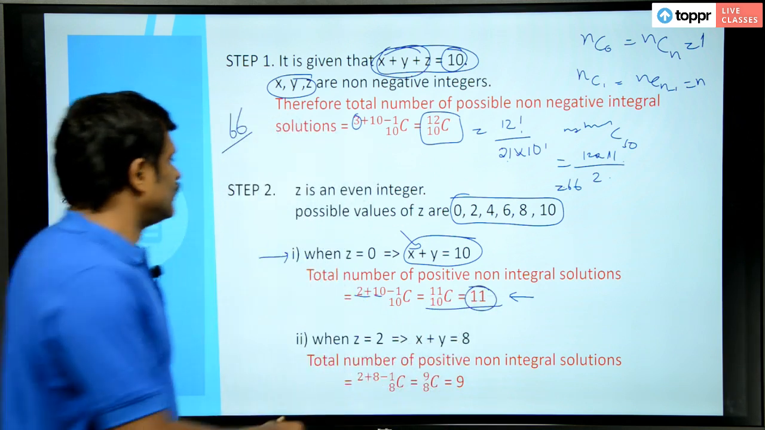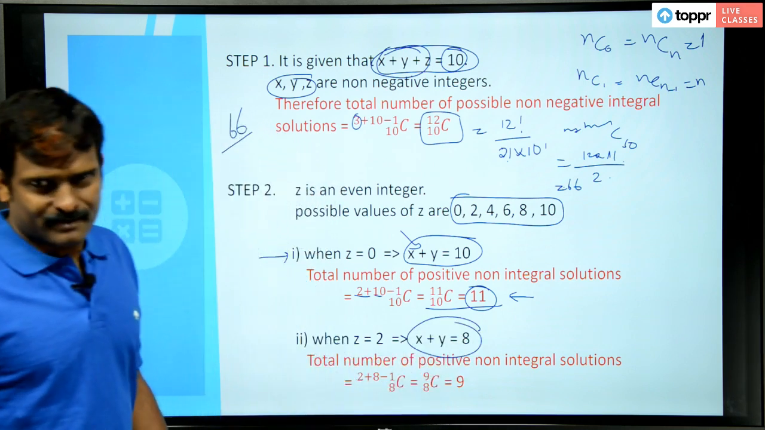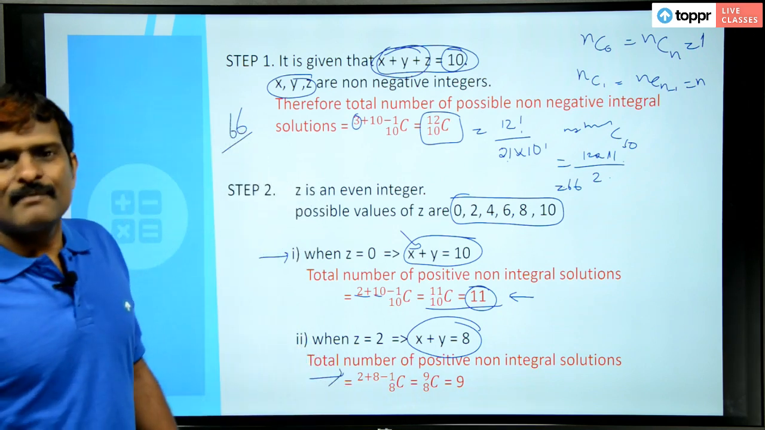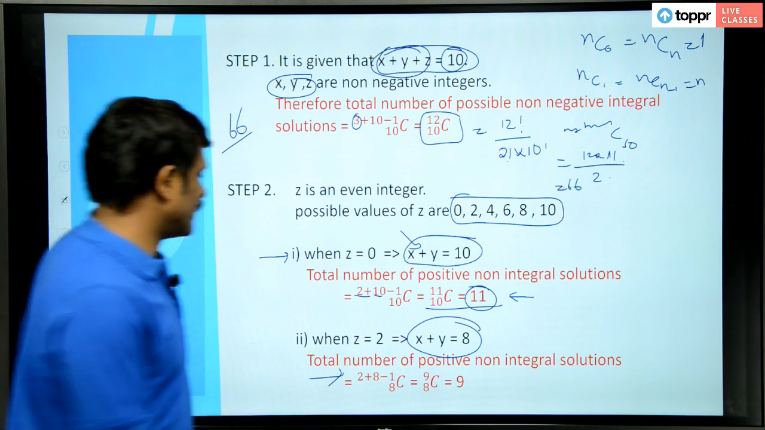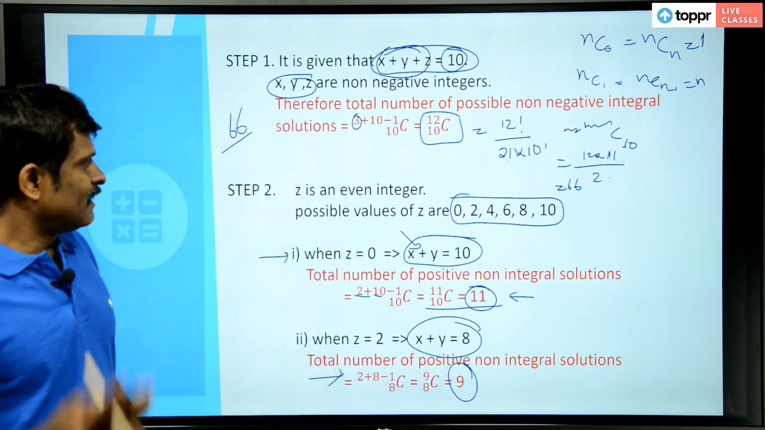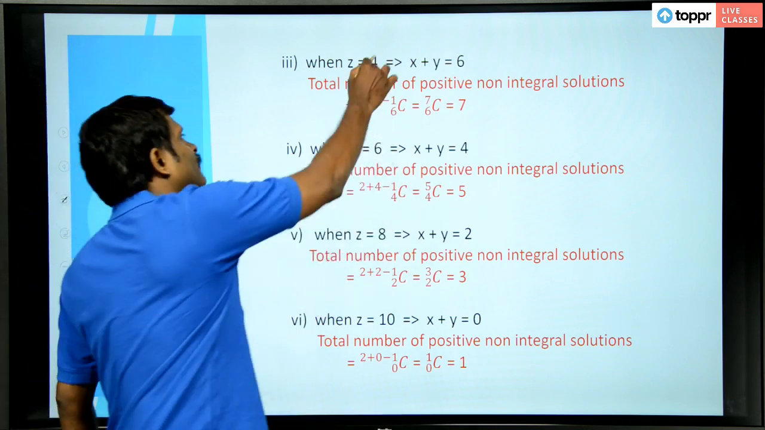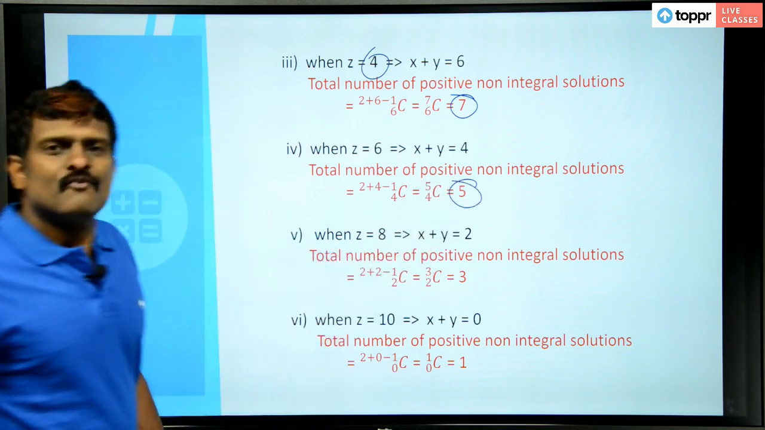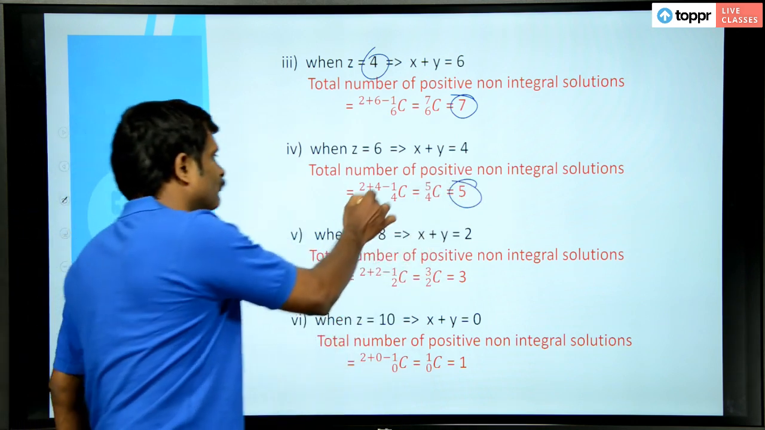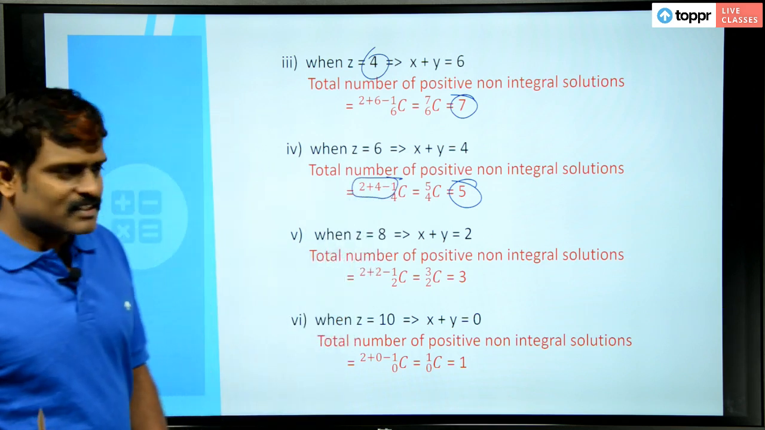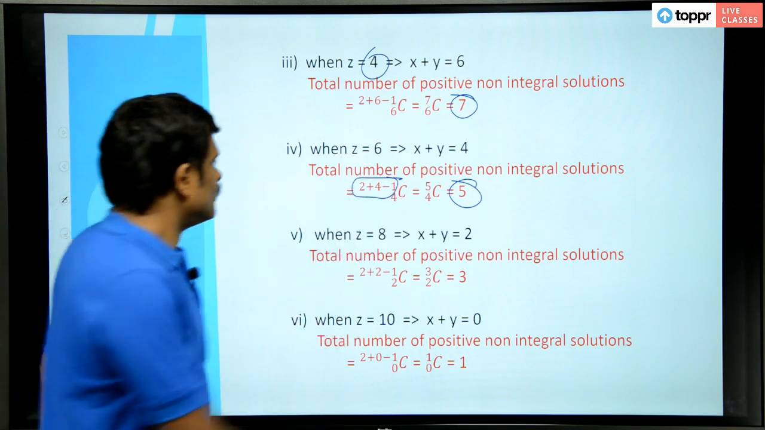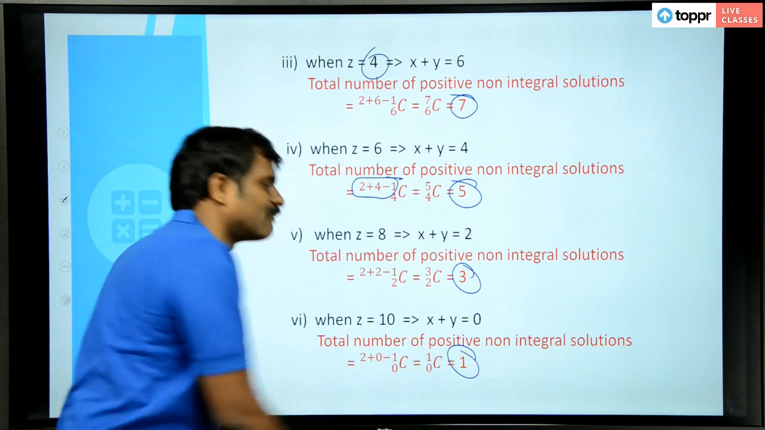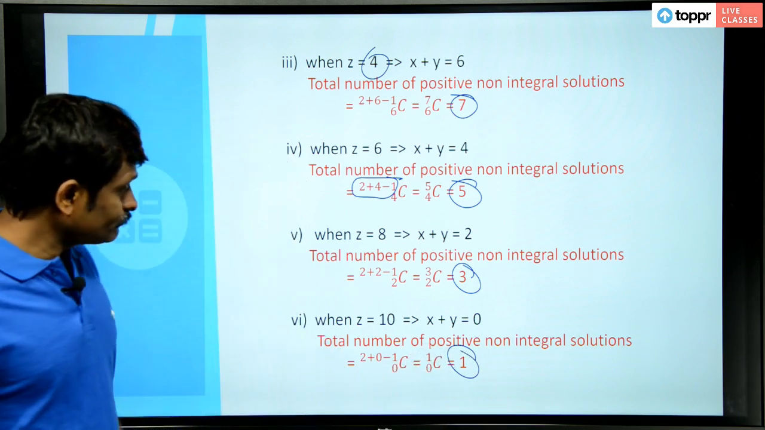If z is equal to 2, then x plus y should be equal to 8, which is 10 minus 2, and we apply the same formula again, 2 plus 8 minus 1 C8, the combination, and we get the value to be 9. So, 11, 9, and then if you take z to be 4, you get 7 values, and z to be 6, you get 5 values. What are we doing? We are applying the same formula, guys. We are not doing anything new here. And then when z is equal to 8, you have 3 values, and when z is equal to 10 you have only one value, x plus y equal to 10 is the only possibility.